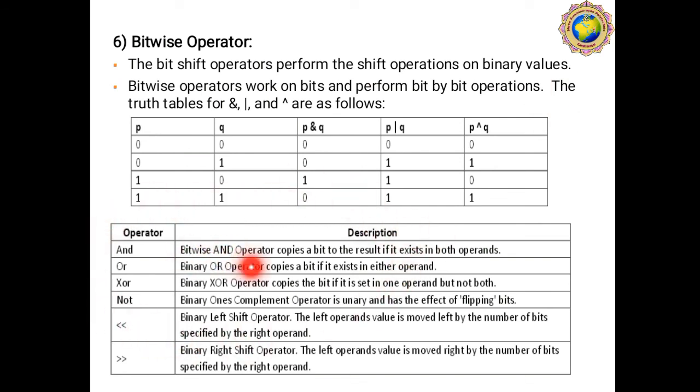Here is a description of this. The bitwise AND operator copies a bit to the result if it exists in both operands, and OR copies the bit if it exists in either operand. And NOT, the binary ones complement operator, is unary and has the effect of flipping bits. So dear all students, whenever we perform this practically, your concept will be very clear in your mind, so don't worry.